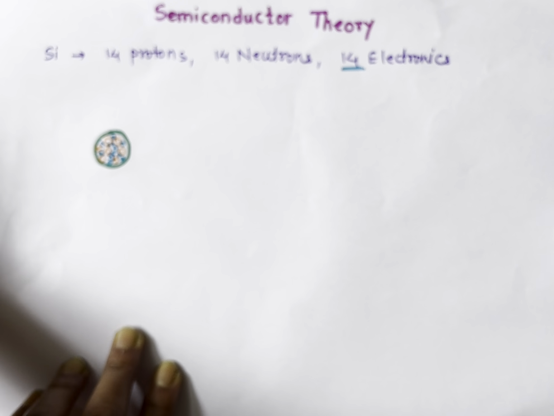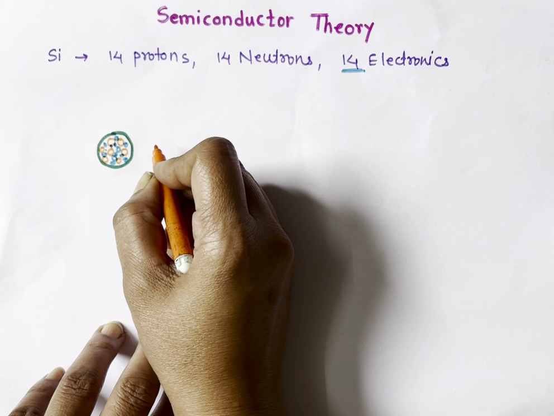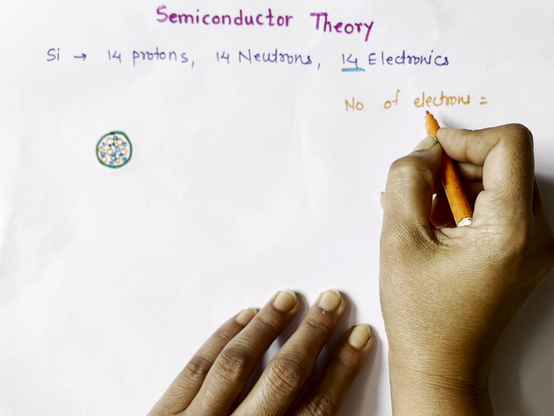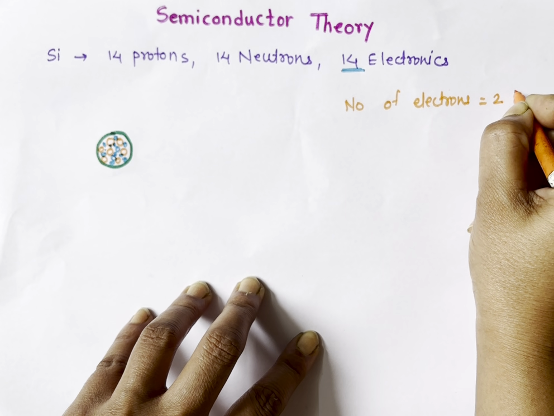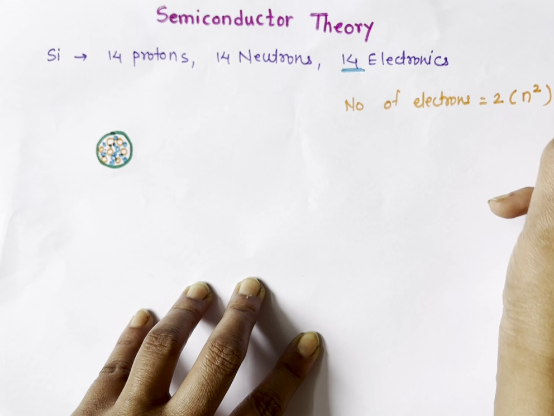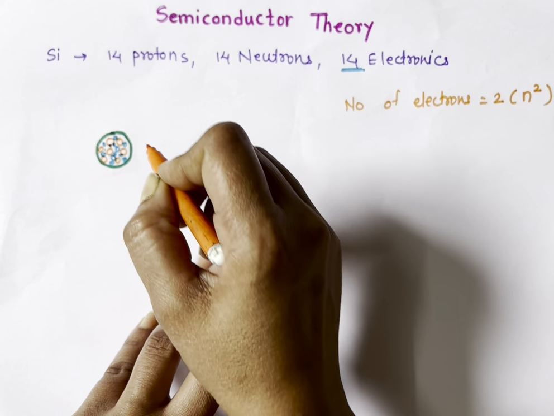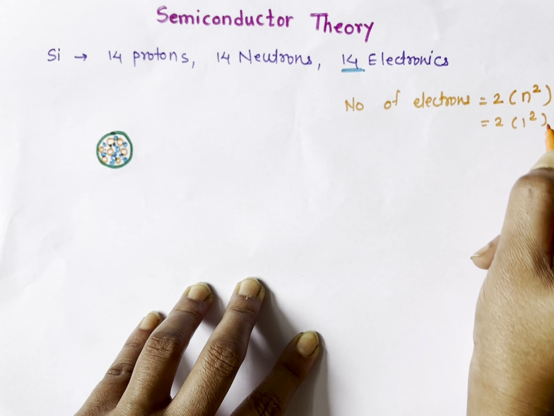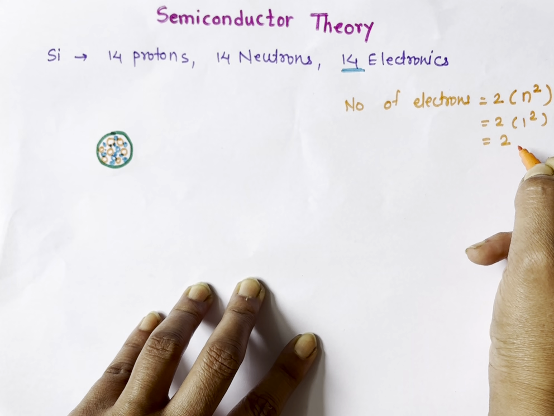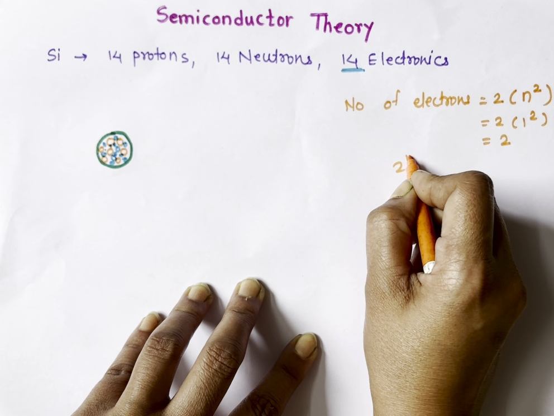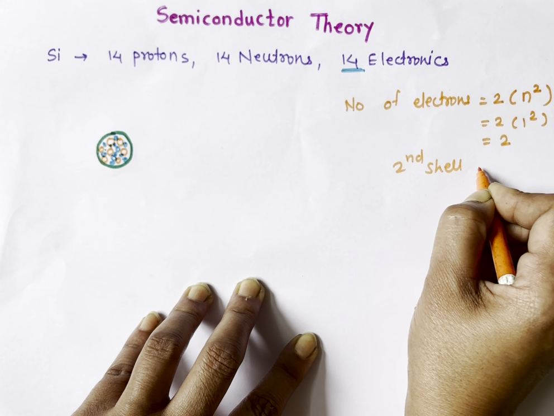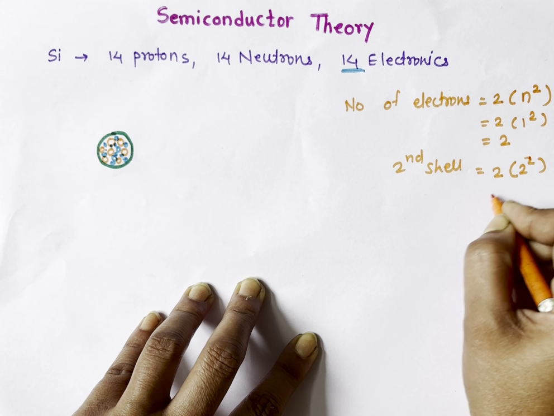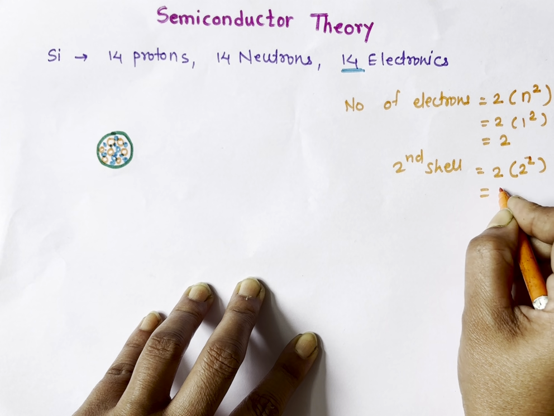So see how to decide how many electrons are present in which shell. There is a simple formula. The number of electrons is equal to 2n², where n is the number of the shell. In the first shell, if I put 1, the square of 1 is 1, so the number of electrons is 2. In the second shell, the maximum number of electrons is 2 into 2 raised to 2. That is 4, and 4 into 2 is 8.